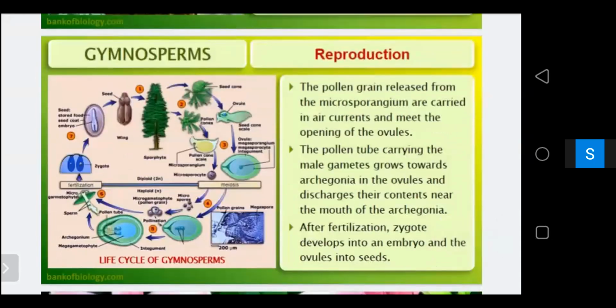Now, after fertilization, the zygote develops into the embryo, and the ovules develop into the seed. The seed contains food-storing tissue called endosperm. It lies naked or exposed. Endosperm provides nutrition for growth of the seedling at the time of seed germination. Examples are Cycas, Pinus, Ginkgo, Abies and Cedrus. These are the examples of gymnosperms.